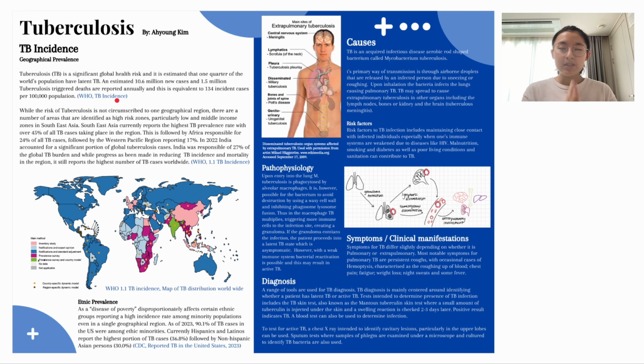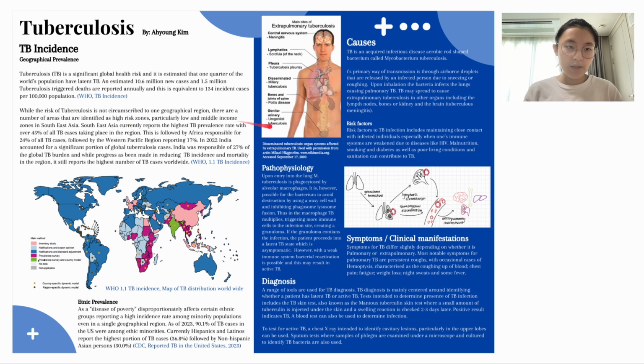The risk of tuberculosis is not limited to a single geographical region, but a number of regions have been identified as high-risk zones. This is particularly among the low and middle income zones, as well as zones where there are a lot of racial or ethnic minorities. And mainly, this has been in Southeast Asia.